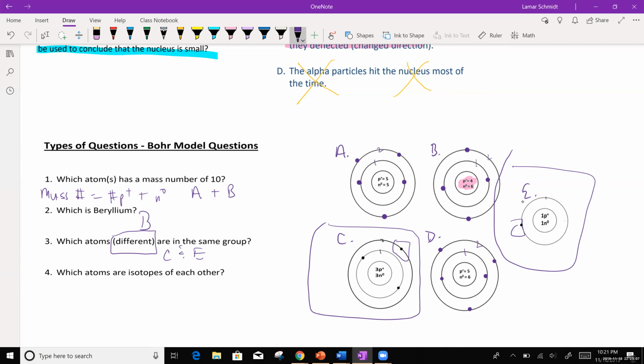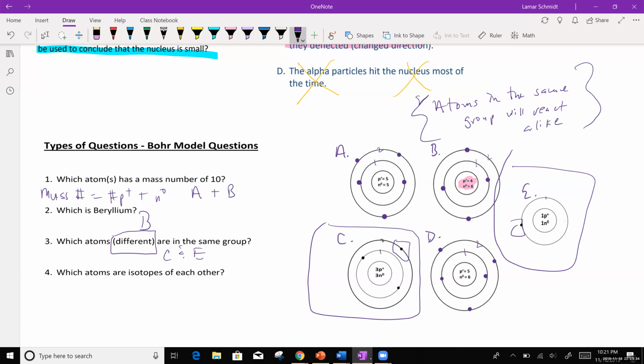Also, if you have atoms in the same group, I want to make sure you know this: atoms in the same group will react alike.